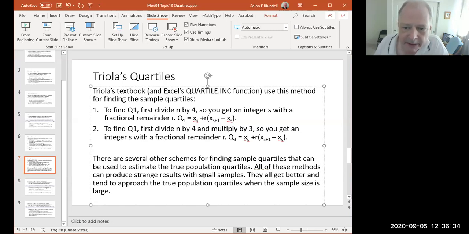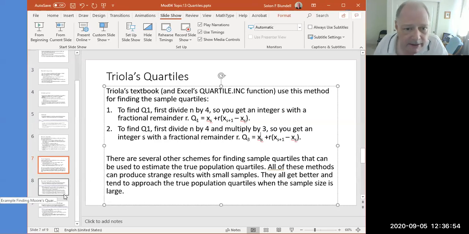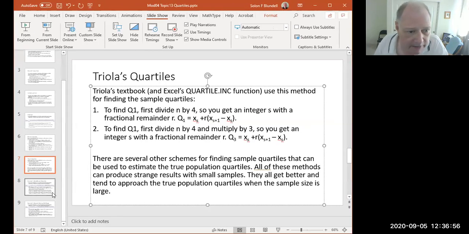There's several other schemes. They all have their issues, but they get better as the sample size grows larger. And then you get probability questions about how close they are likely to be to the true population quartiles. And that's just about it for this topic.